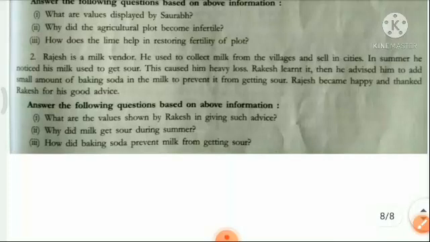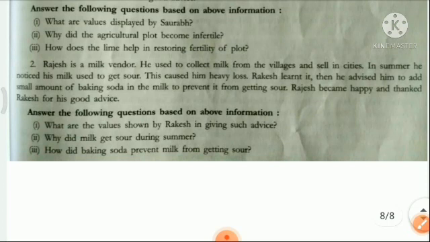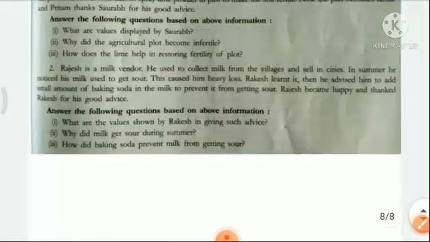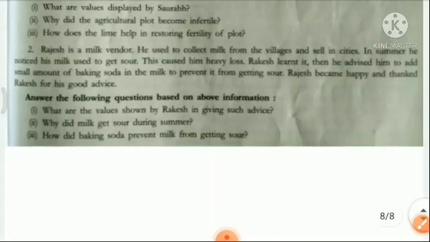What are the values shown by Rakesh? You can write the same answer: Rakesh is helpful towards Rajesh, and he also has very good knowledge of neutralization reactions and acids and bases. Why did milk get sour during summer? Because we all know that due to bacteria in the milk, lactic acid is produced in the milk, and lactic acid makes the milk sour during summer.